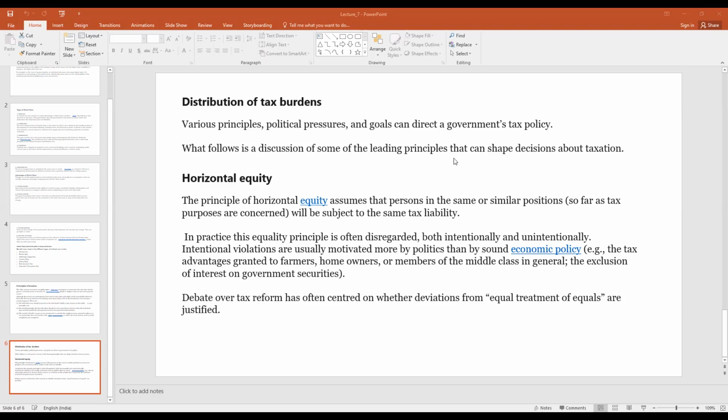For farmers' income, certain advantages are given, and homeowners collecting rent do not show the income earned from rent, and some people will not show income earned from the informal sector. There is also a possibility of escaping taxation on government securities by providing Form 15G and 15H documents, a provision available in the Income Tax Act. So this is the problem of horizontal equity: we are not able to follow it.